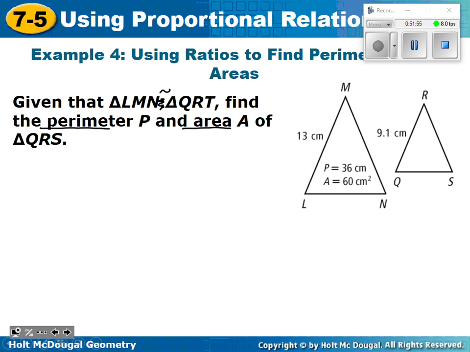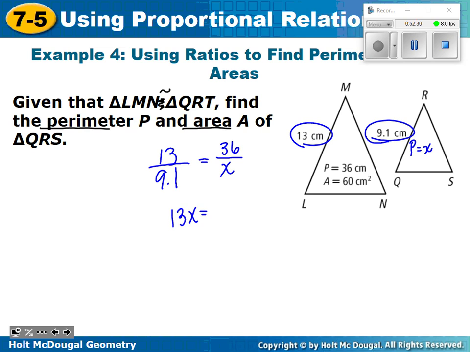So we said the ratio of the sides, so 13 over 9.1, should equal the ratio of the perimeters. So that would be 36 over x. And so we'll call the perimeter here x. The ratio of the sides, which is your similarity ratio, should equal the ratio of the perimeters. So set that up, cross multiply, and solve. What do you get?